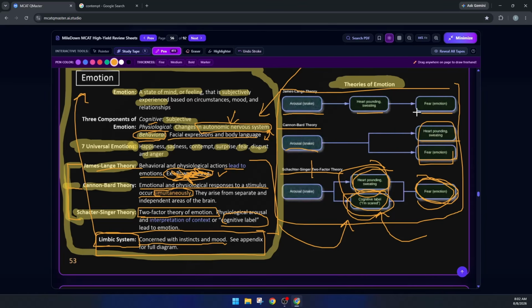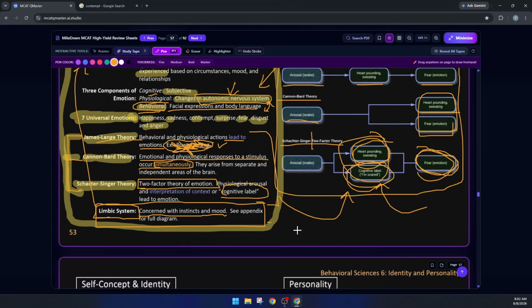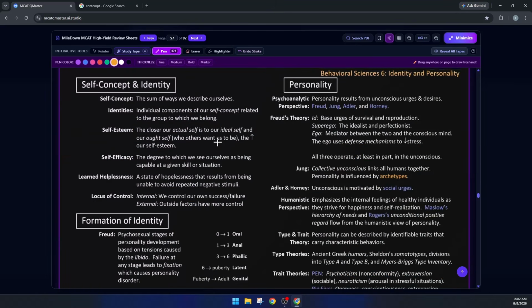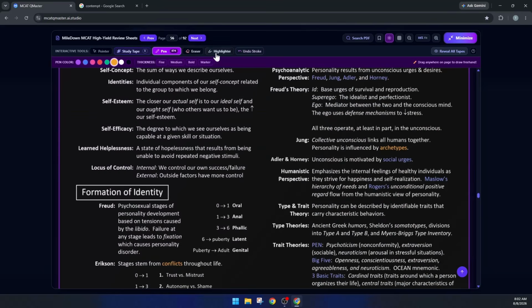So you want to know where the limbic system is in your brain. What component parts of the brain make up the limbic system? What is the limbic system comprised of, right? And you want to know the different parts of the limbic system and their functions. But we already went over that early on, so we don't have to go through that again.